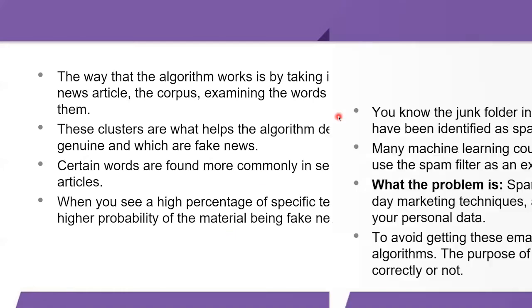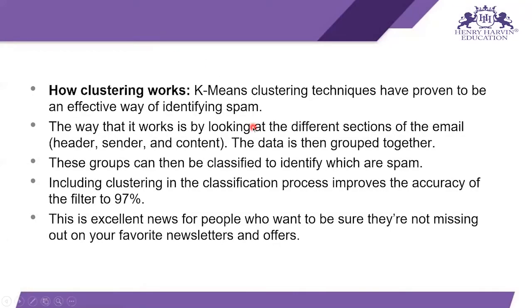So that's all about fake news, and how this clustering technique helps in identifying it. Next, k-means clustering techniques have proven to be an effective way of identifying spam. The way that it works is by looking at the different sections of the email: header, sender, and content. The data is then grouped together. These groups can be classified to identify which are spam, including clustering in the classification process, improving the accuracy of the filter to 97%.